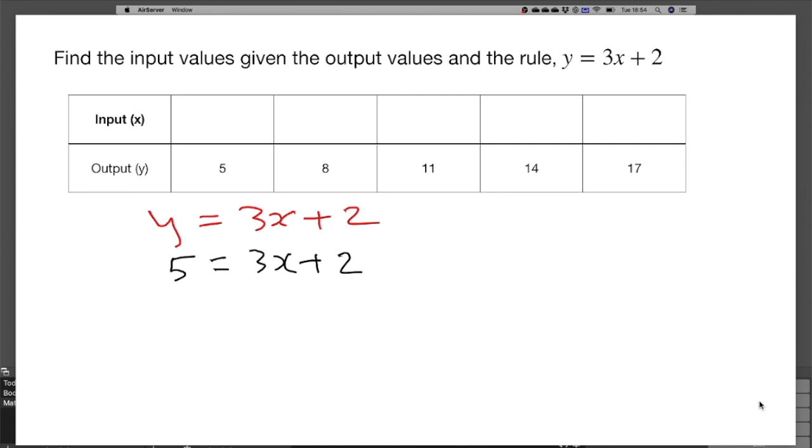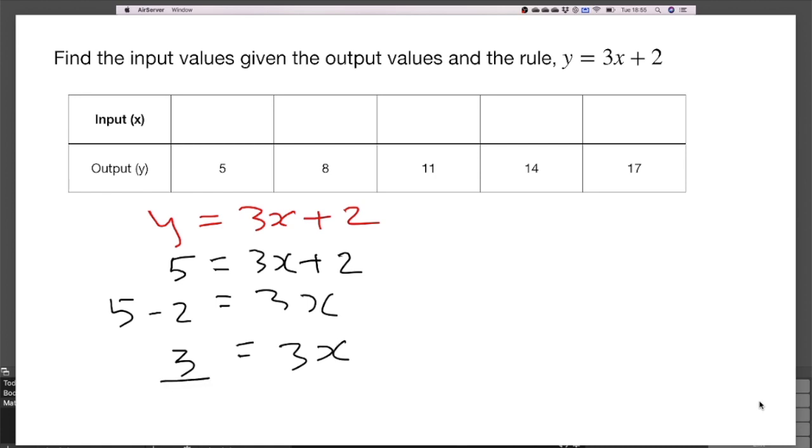To solve this equation, we need to move the plus 2 to the left-hand side. And so we get 5 minus 2 on the left-hand side is equal to 3x on the right-hand side. 5 minus 2 is 3. So this is equal to 3x. Then divide by 3. You will get x is equal to 1. So the input value is equal to 1.